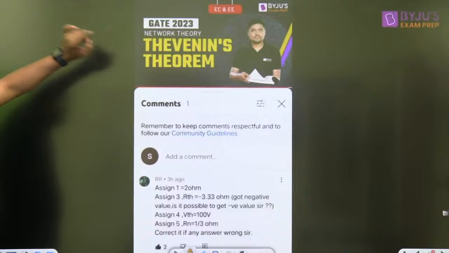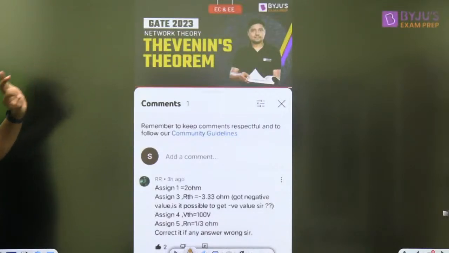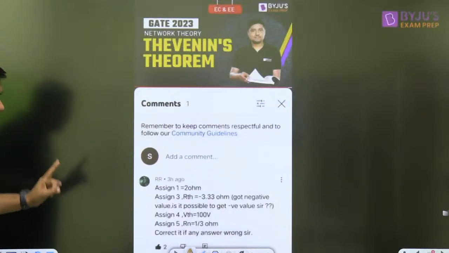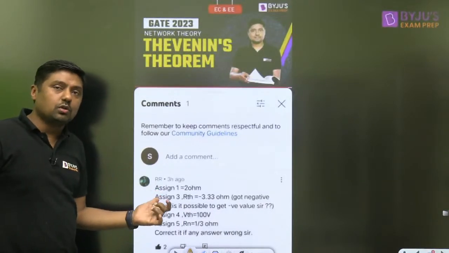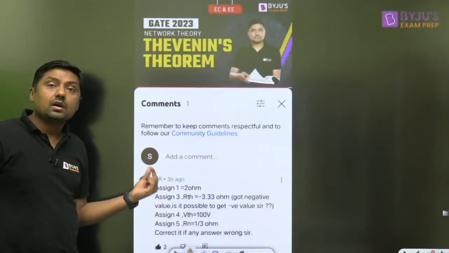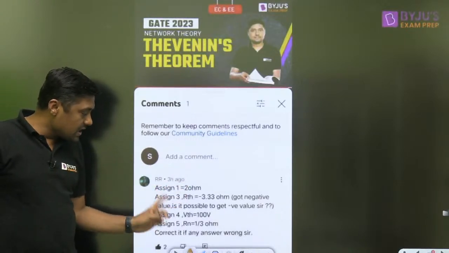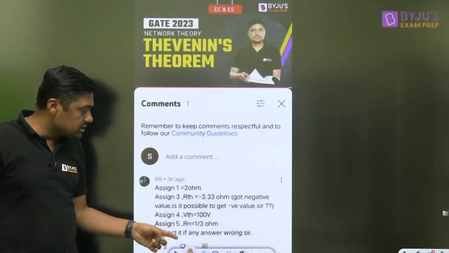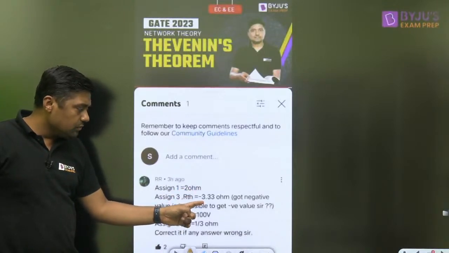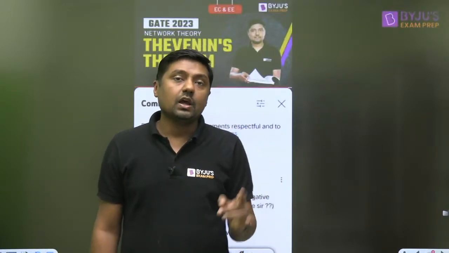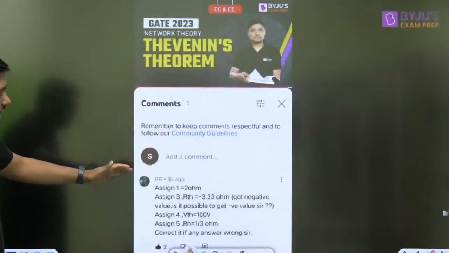In the last session I gave assignments, and one student in the comments box gave the answer, that is Double R. Here if it had been triple R it would be a different matter, but here it is double R. Assignment number 1, that is the 2 ohm, that is the correct answer. Assignment number 2 I have already solved. Assignment number 3, RTH is a negative value, minus 3.33. Yes, in some numericals we are getting a negative value of RTH. I will explain why we get a negative value of RTH. So that is a very well try by Double R, right?